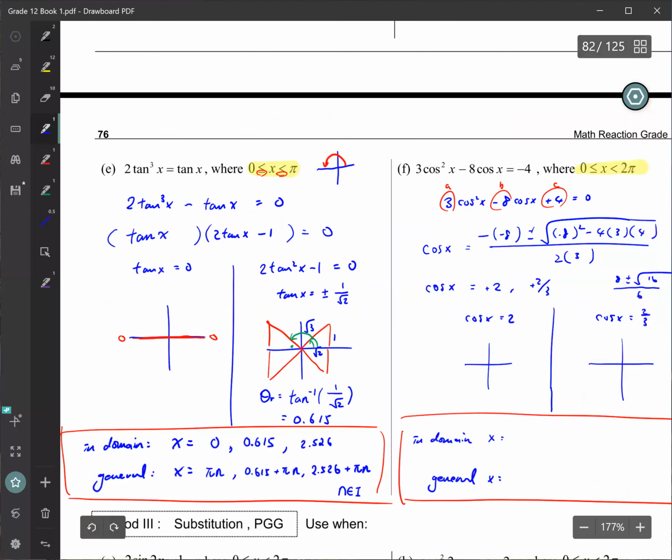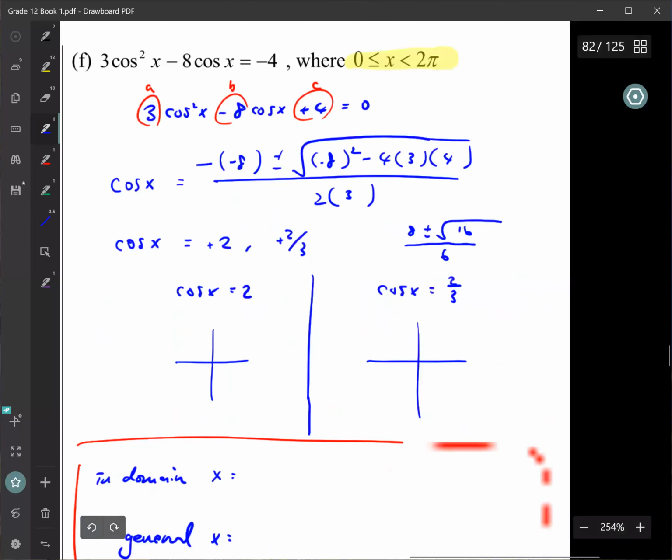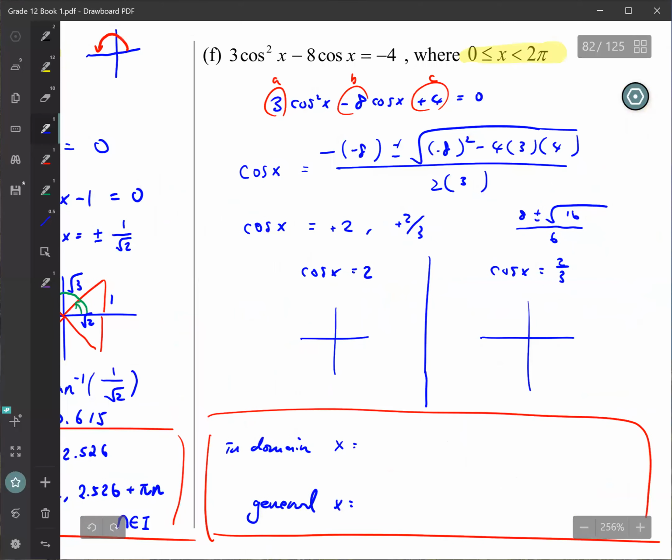But I would suggest you not to use it, right? GCF is faster for this one. Okay, anyone else finish this yet?